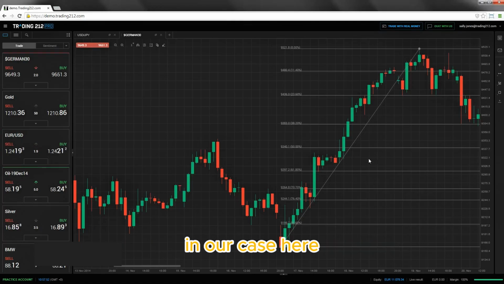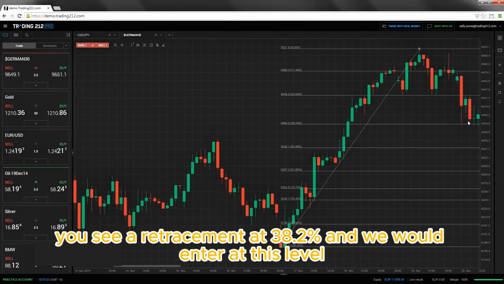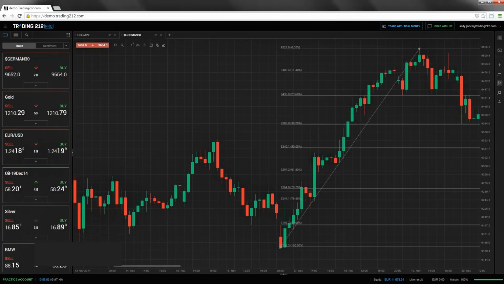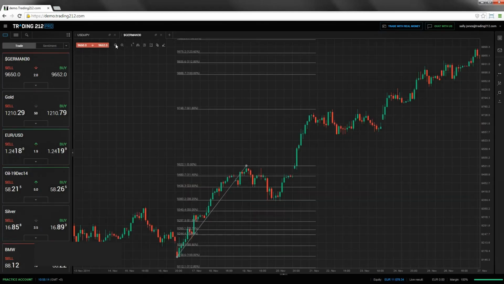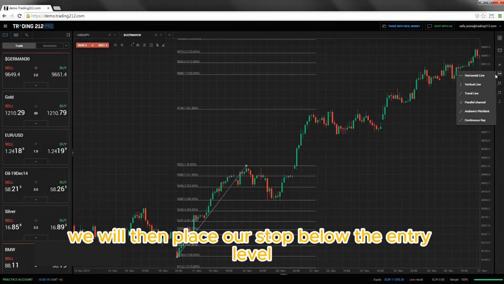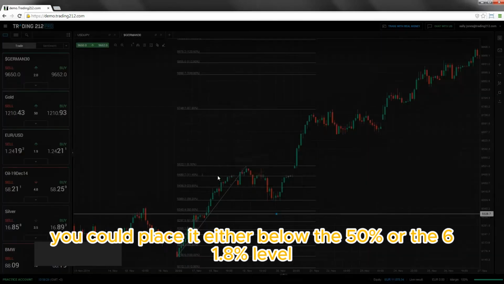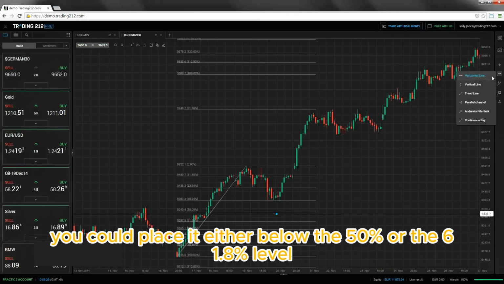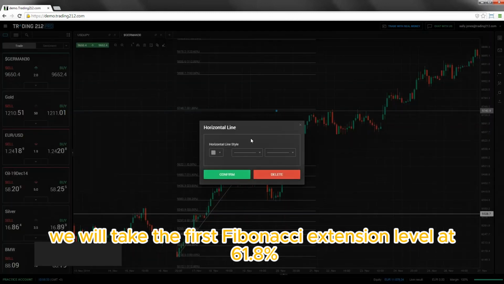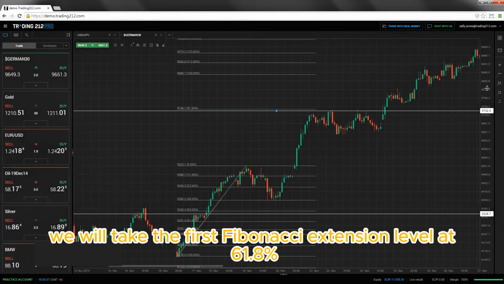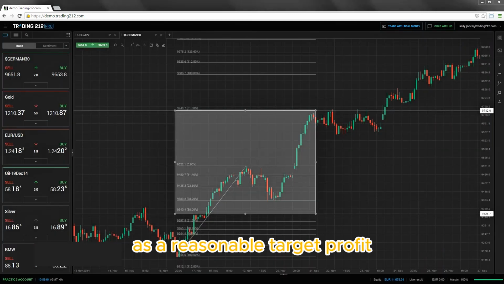In our case here, you see a retracement at 38.2%, and we would enter at this level. We would then place our stop below the entry level. You could place it either below the 50% or the 61.8% level. We will take the first Fibonacci extension level at 61.8% as a reasonable target profit.